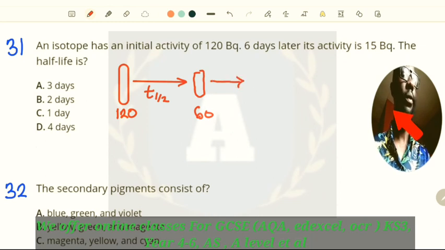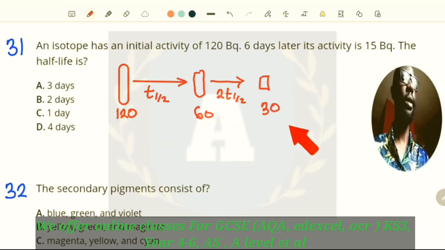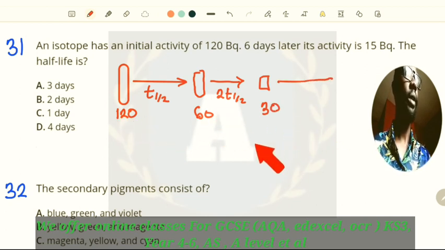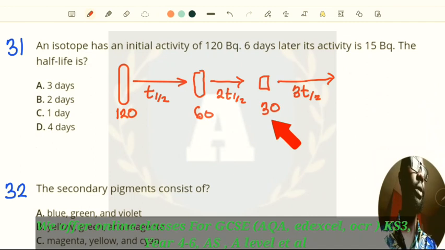After the second half-life, it will reduce to 30. So we will be having then after the third half-life, this will reduce to 15, becoming smaller. So that is 15 becquerel.